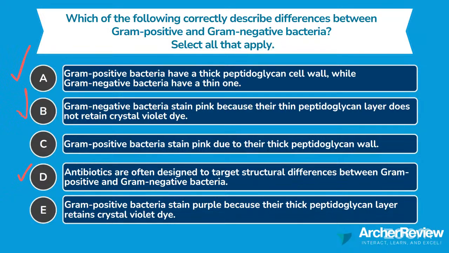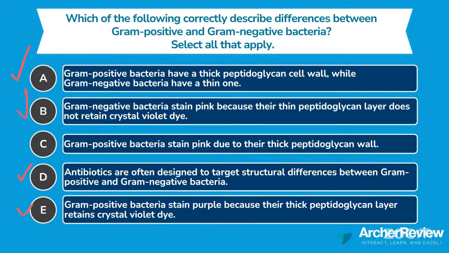They target gram-negative or gram-positive bacteria based on that cell wall. All right, and then E: gram-positive bacteria stain purple because their thick peptidoglycan layer retains the crystal violet dye. Absolutely. So it's more attracted to the violet in that dye. So then what's wrong with C?